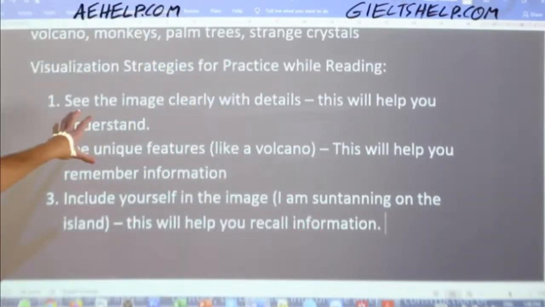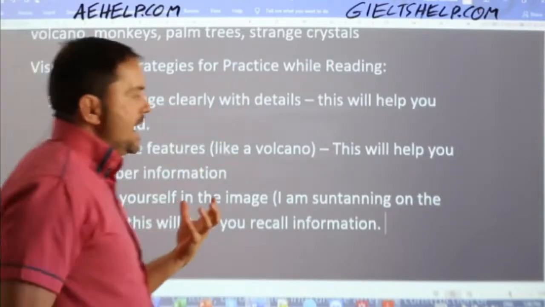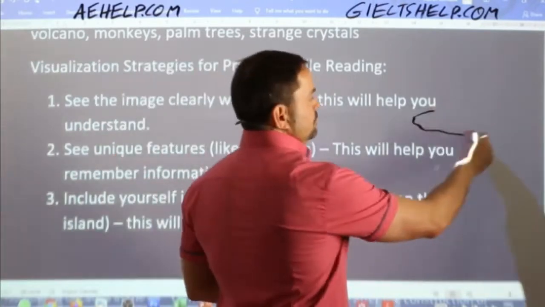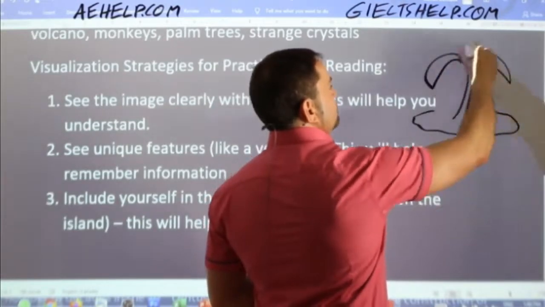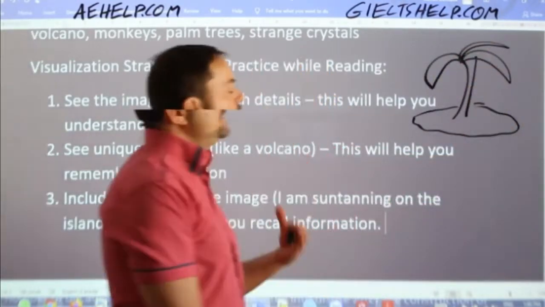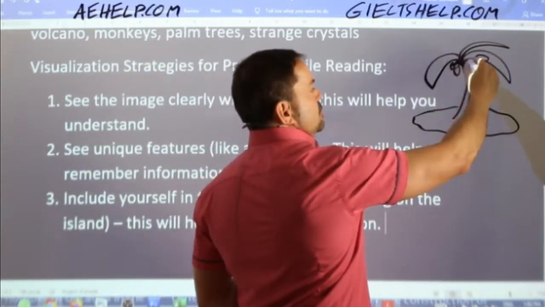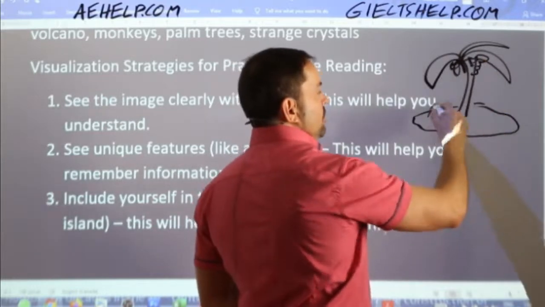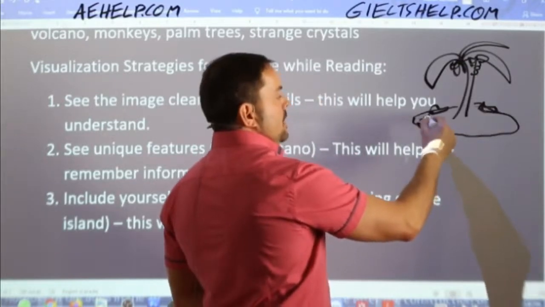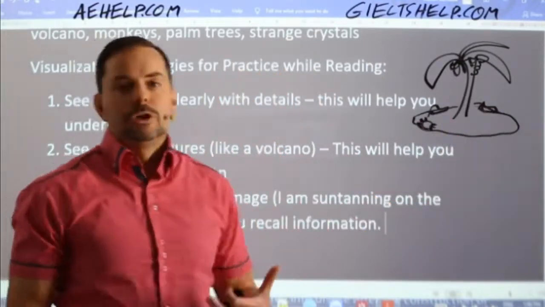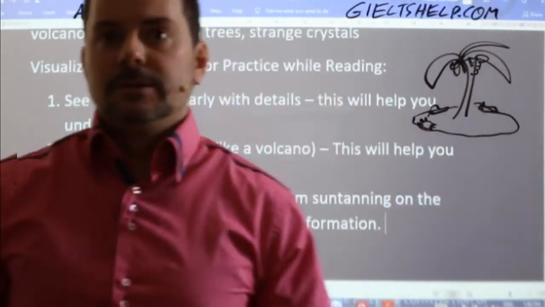So firstly, you always want to see the images clearly. So when you're thinking about an island, don't just see an island with a palm tree like that, okay? But see more details. So maybe see a little monkey in the tree, see some bananas in the tree, maybe see some rocks on the beach, see some crabs walking around as well. And of course, the more you do this, the more you train, the more details you're going to see quickly inside of your mind, all right?